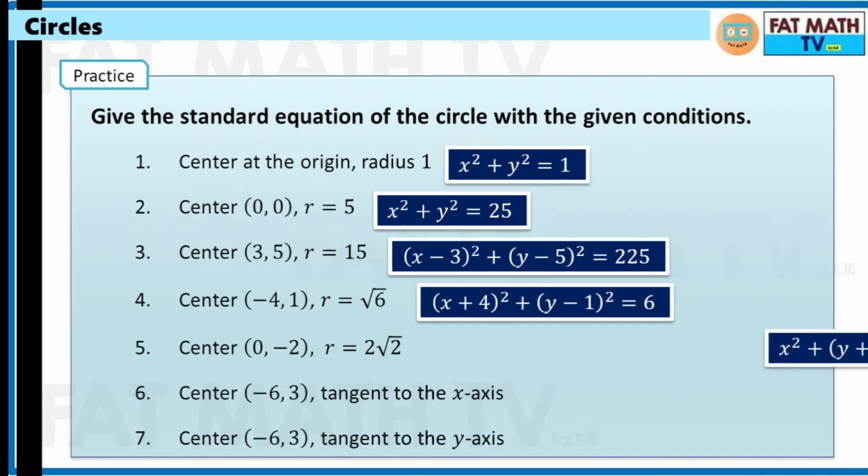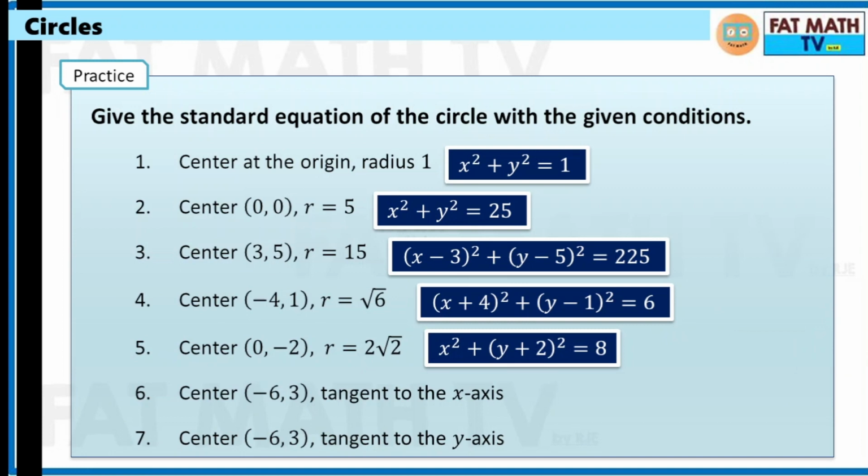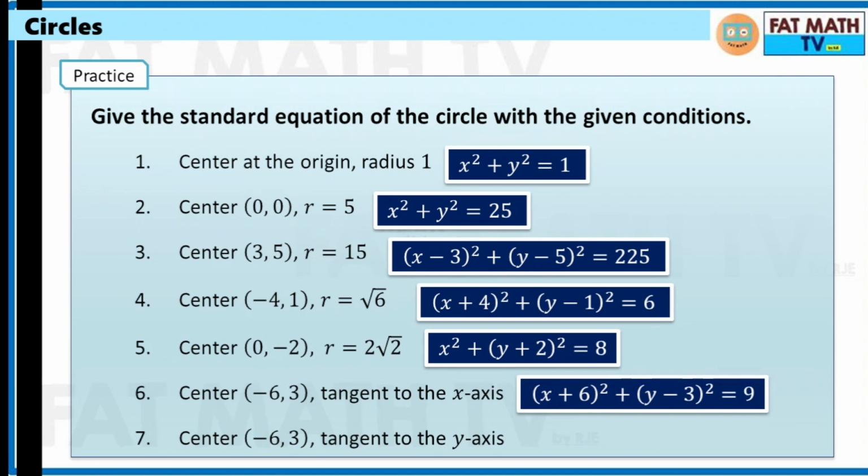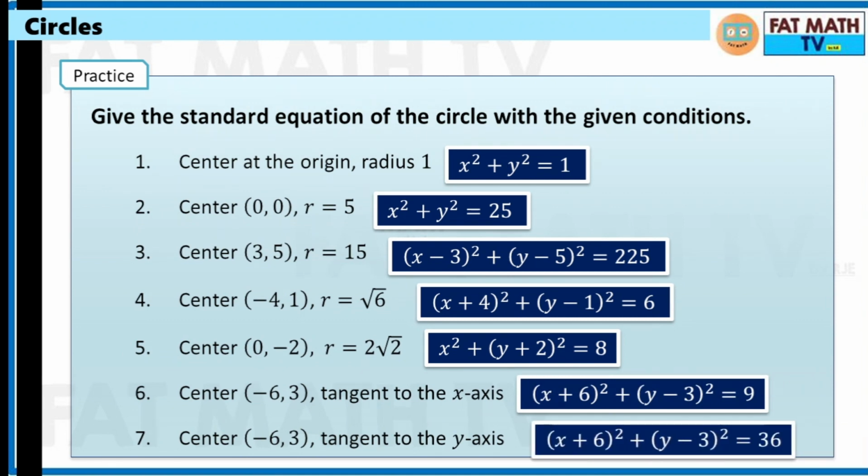Number 5, x squared plus y plus 2 squared equals 8. Number 6, x plus 6 squared plus y minus 3 squared equals 9. And lastly, number 7, x plus 6 squared plus y minus 3 squared equals 36. So that's it for this video, giving the standard equation of the circle given certain conditions.